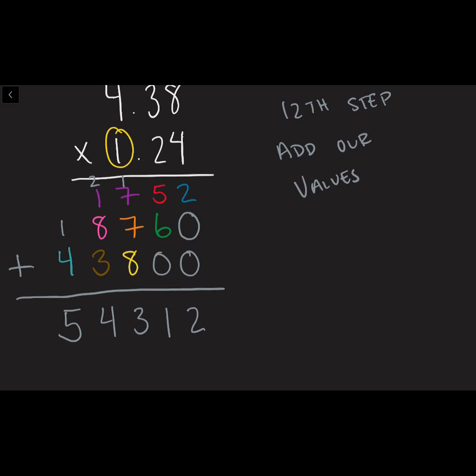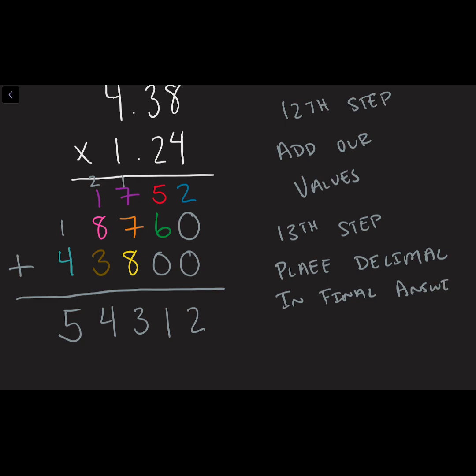So now we're going to move to our 13th step of the day. And all our 13th step is, we're going to place the decimal in our final answer. So this is really our final answer, but we got to get the final answer. Let's erase this right here because I'm gonna need to circle some things. So place decimal in final answer, and our final answer is going to have 4 decimal places.